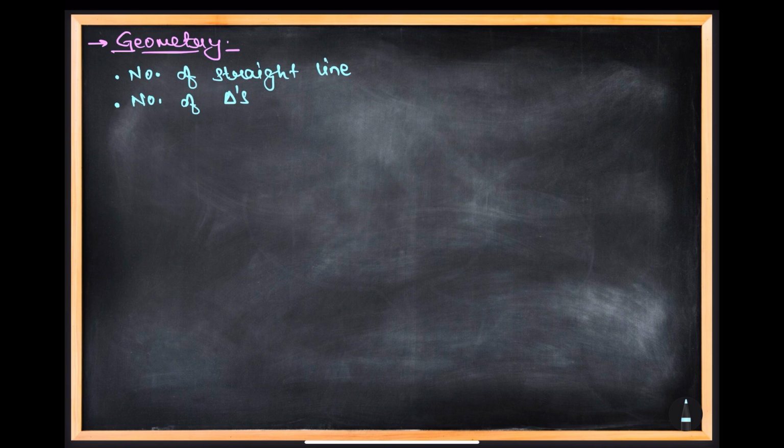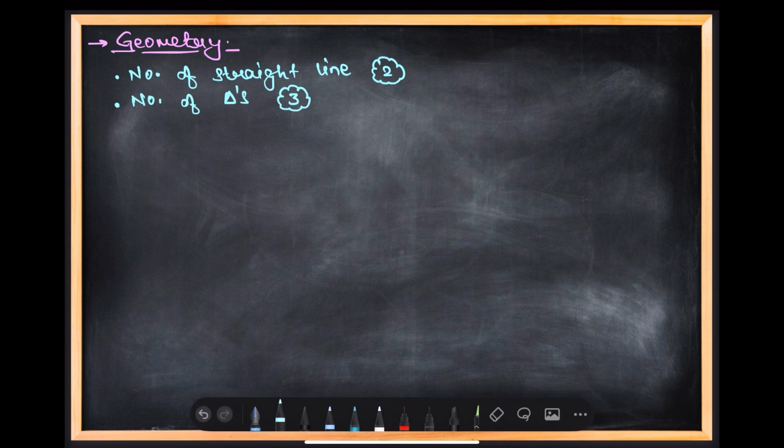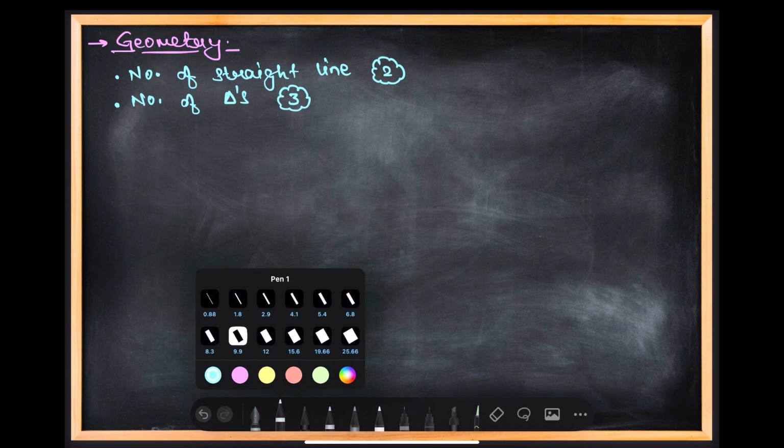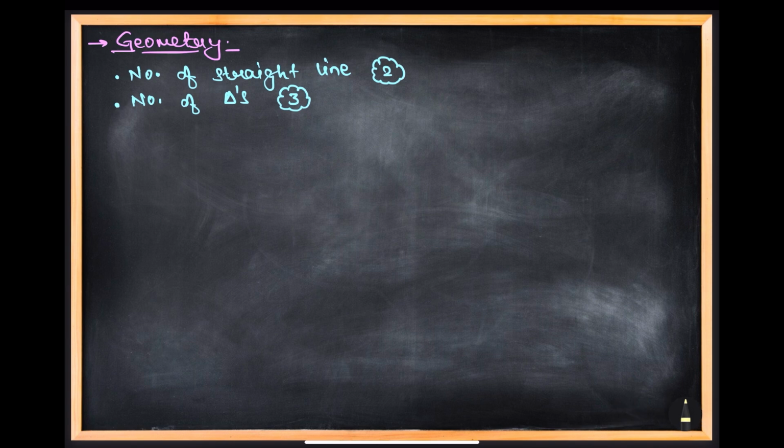You know that to draw a unique straight line we need exactly 2 points, correct? Now you also know that to find out a unique triangle we need 3 non-collinear points, correct? So this is how we will handle this situation. Now look at this, what will happen.